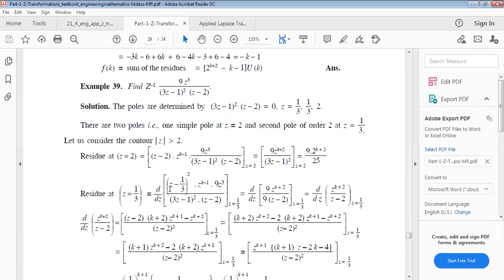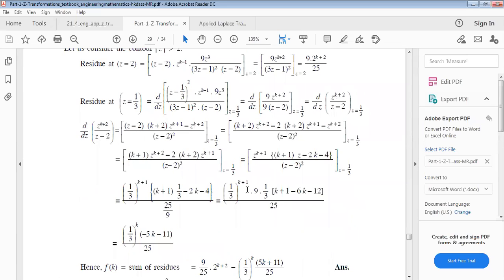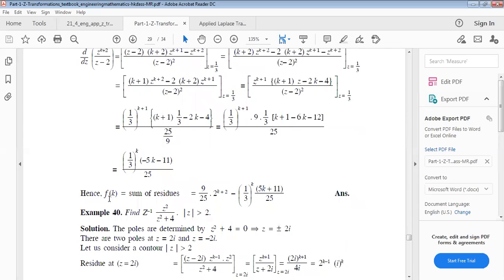Here, the (3z minus 1) whole square will be cancelled, so only z minus 2 exists. This is divided by z minus 2. Now d/dz of this can be written by the u by v method, same process: v square in the denominator, v into d/dz of u minus u into d/dz of v. Then putting z equals 1 by 3 in that differentiation, we get the result. Please try at home and practice. I hope this result will be correct. So the sum of the residues will be this one.